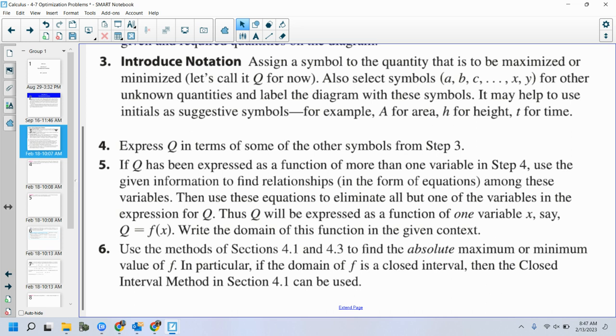Here, they're not going to be straight line functions; they're curves. So we're going to take that function that we want to maximize or minimize and try to express it singularly in terms of other variables. If Q has been expressed as a function of more than one variable, use the given information to find relationships among those variables.